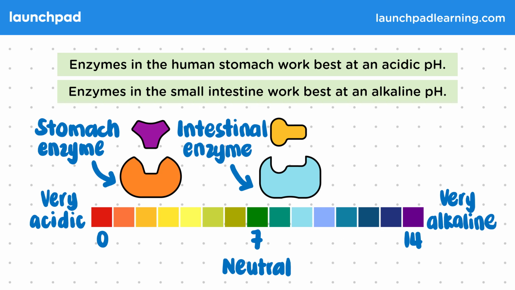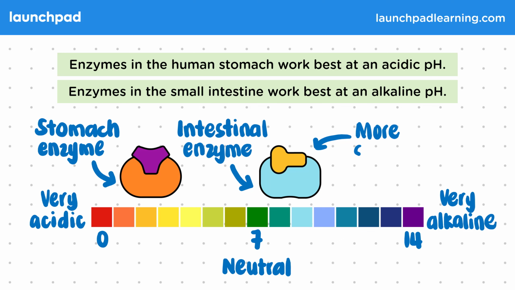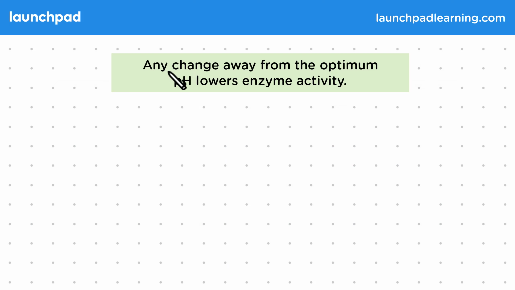Remember that the optimum pH for these enzymes is where the largest number of successful collisions take place between the enzyme's active site and the substrate molecules. So what would happen then if we were to move away from the optimum pH? Any change away from the optimum pH lowers enzyme activity.